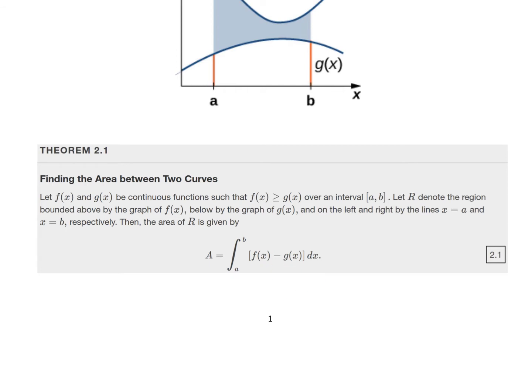If we are finding the area between the curves in which we are doing the integration with respect to y, then the things that change is that we call this from c to d of the most right function minus the most left function with respect to y, so dy.